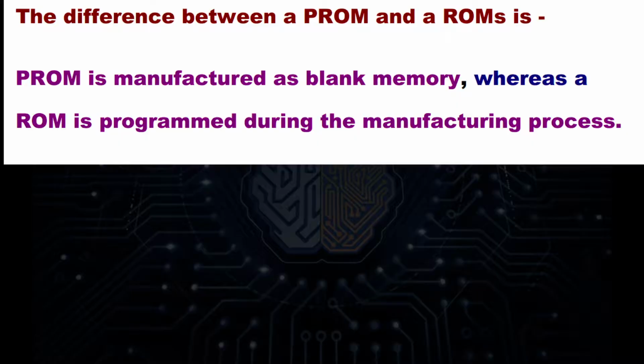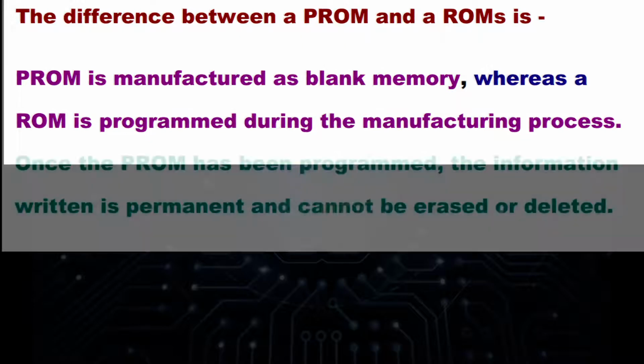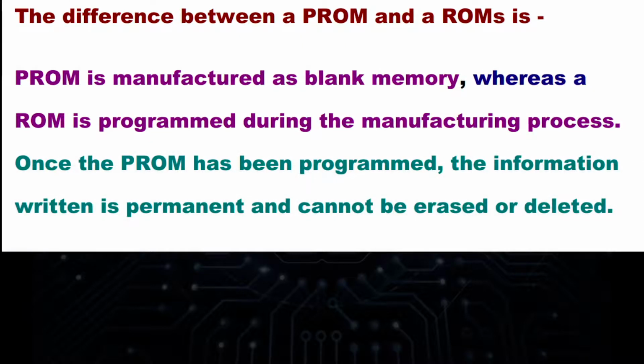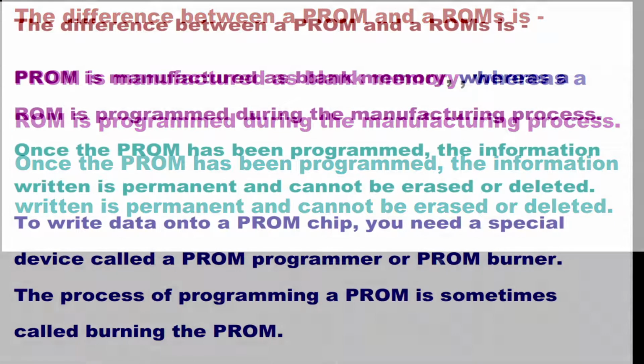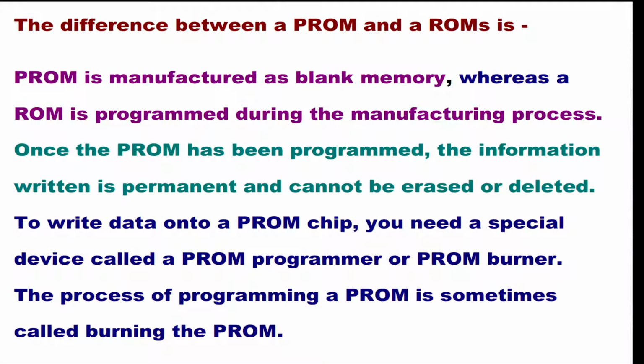The difference between PROM and ROM is that PROM is manufactured as blank memory, whereas ROM is programmed during the manufacturing process. Once the PROM has been programmed, the information written is permanent and cannot be erased or deleted. To write the data onto a PROM chip, you need a special device called a PROM programmer or PROM burner. The process of programming a PROM is sometimes called burning the PROM.